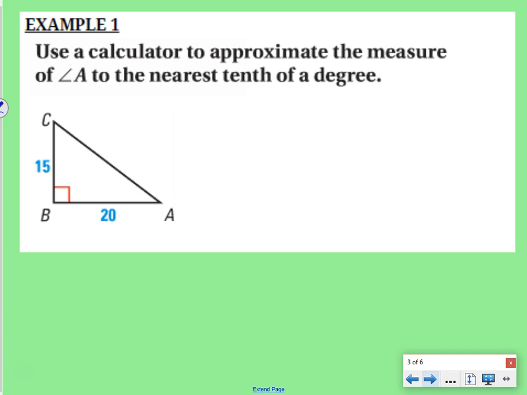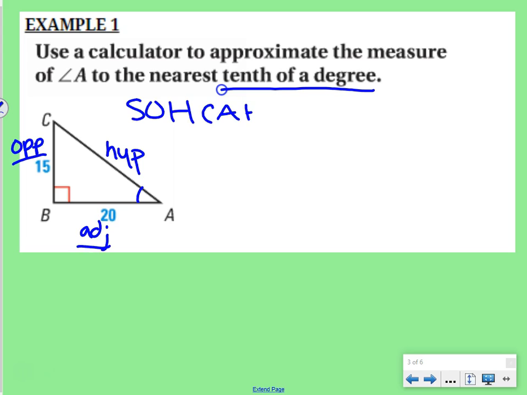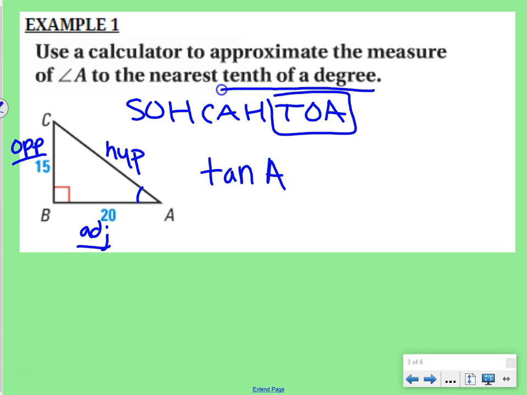So we want to use a calculator to approximate the measure of angle A to the nearest tenth of a degree. So let's look at the measure of angle A. First off, label those sides. We have opposite side, adjacent side, and the hypotenuse. Now, based off of what we're given, opposite and adjacent, if we think about SOHCAHTOA, the tangent piece is the one that uses opposite and adjacent. So we know that the tangent of angle A is equal to the opposite side over the adjacent side. So 15 over 20.